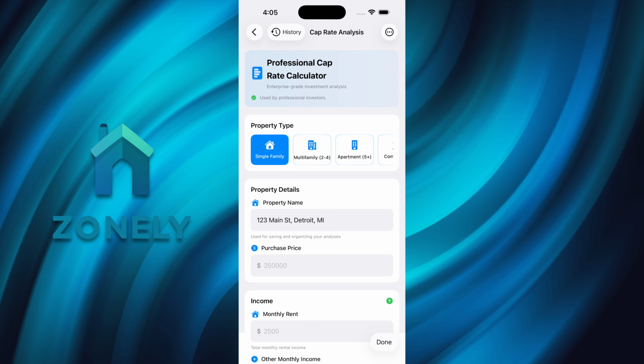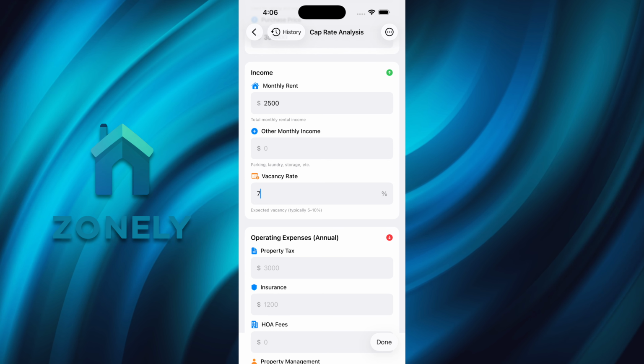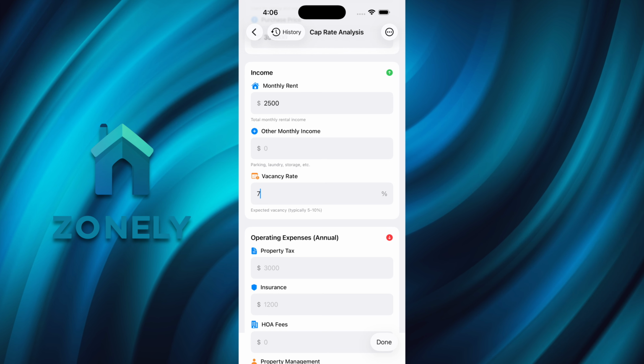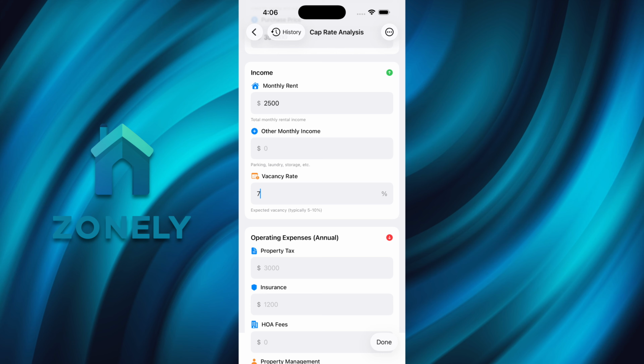Other monthly income. If you have additional income from parking, laundry, storage, or other sources, add it here. We'll leave this at $0 for now. Vacancy rate. This is critical. The app suggests 5 to 10% as typical. I'm using 7% to account for turnover, make-ready time, and occasional vacancies. Being conservative here protects your analysis.